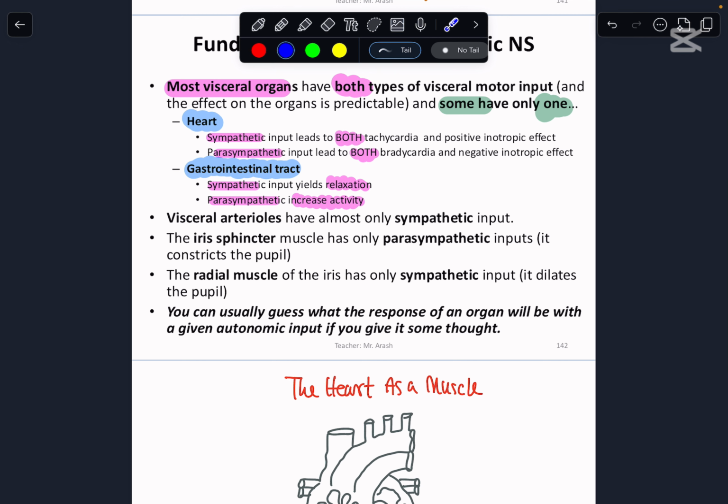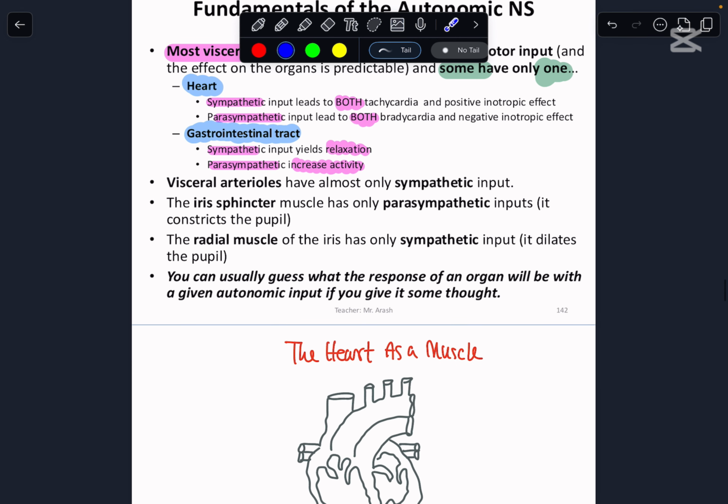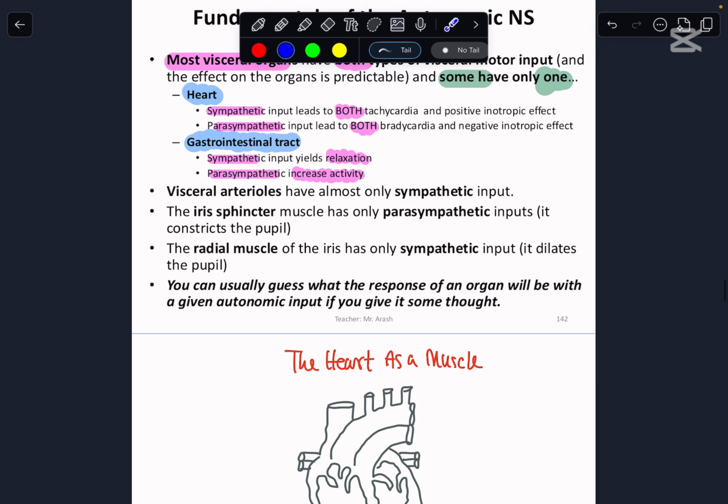So it becomes pretty intuitive for most systems, though some systems are not that intuitive. Nonetheless, the heart and the GI tract are two examples of organs where both systems are present. If you're asking which system would be more dominant at a given time, it depends on the organ, and we'll see those differences later on.